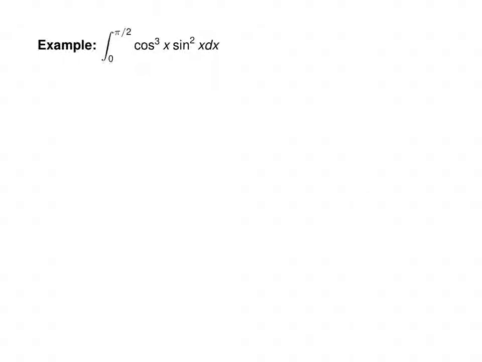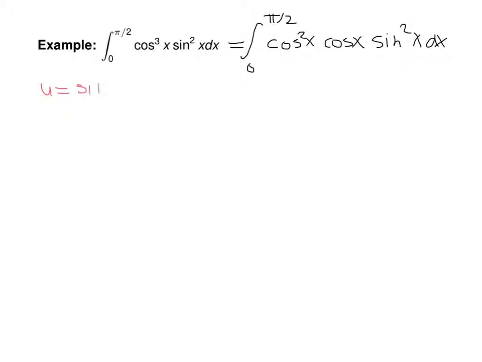The next integration technique we had involved using trigonometric identities to manipulate integrals so that you could use a u substitution. So for this one, because I have cosine cubed, I'm thinking that I'll leave off one cosine and save that to be my du. So make this into the integral from 0 to pi halves, cosine squared x times cosine x times sine squared x dx. And if I were to let u equal sine x, then du would be cosine x dx.